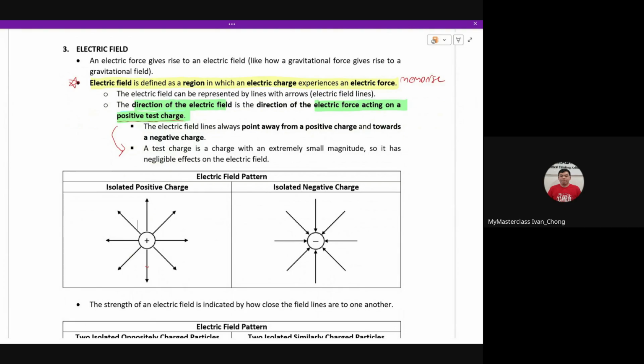Okay, and the keyword is basically your field lines will always be from a positive to a negative. So you can see if I place my positive test charge here, it will move towards the negative. Basically, that's what it means. Because your electric field lines cannot be seen with the naked eye, the only way that we actually managed to deduce this was to grab a positive test charge and place it right beside your isolated positive charge and your isolated negative charge.